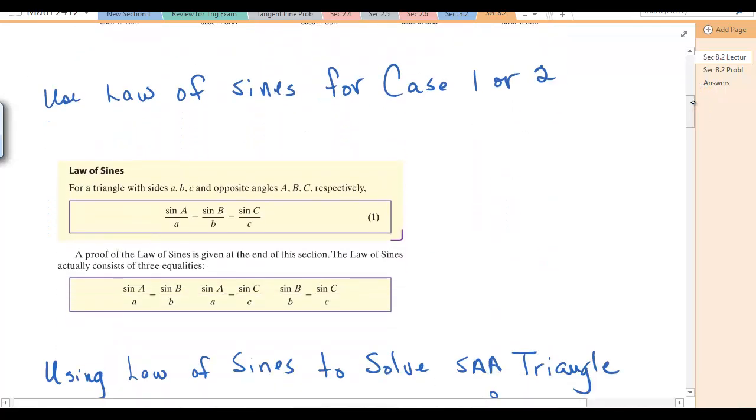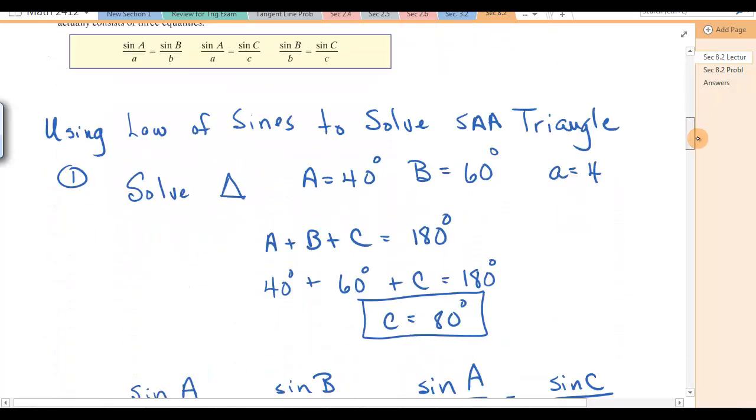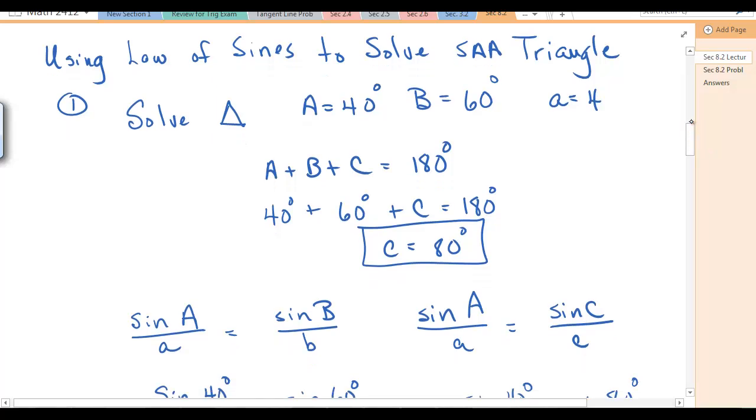We need to look first at the law of sines that we will use for case 1 or 2. For a triangle with sides a, b, and c and opposite angles A, B, C respectively, you could always set the things equal. Sine A over little a is equal to sine B over b, or is equal to sine C over c. All right, and so that's what you need to remember, and we can use it with just 2 pieces at once. That's what we'll be doing. All right, now here is an example of actually using this law to solve the triangle.